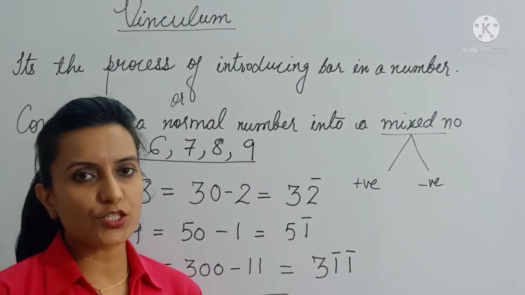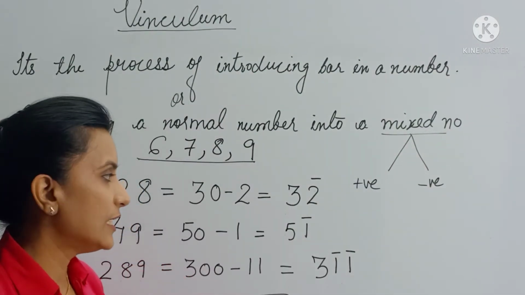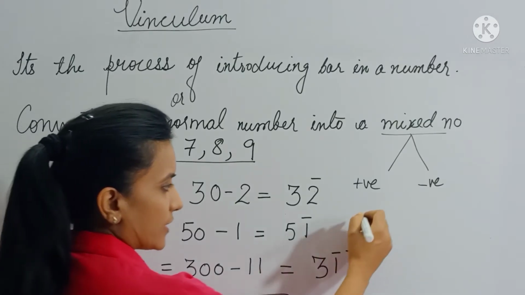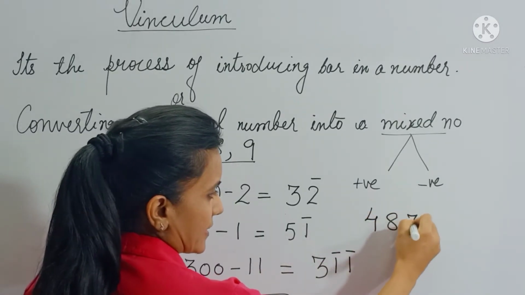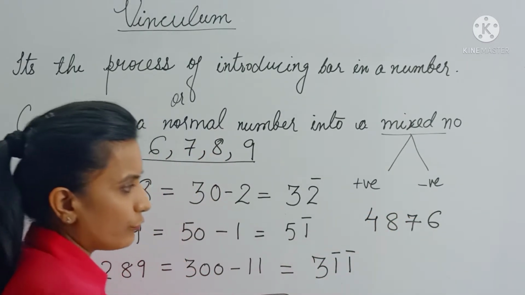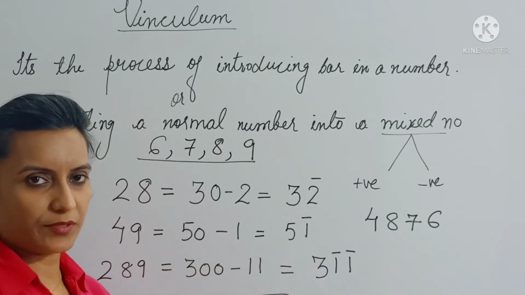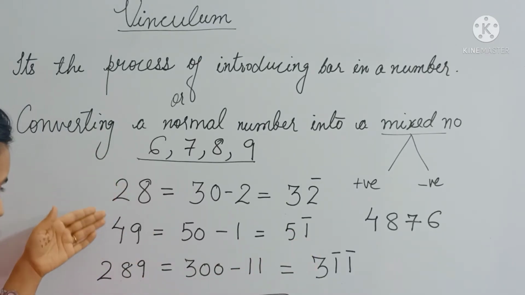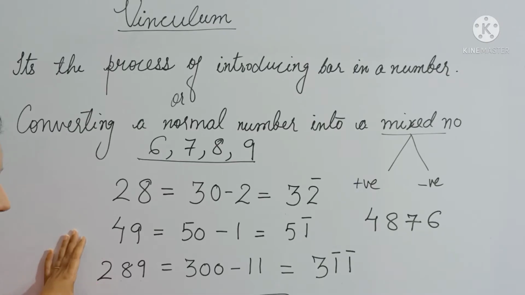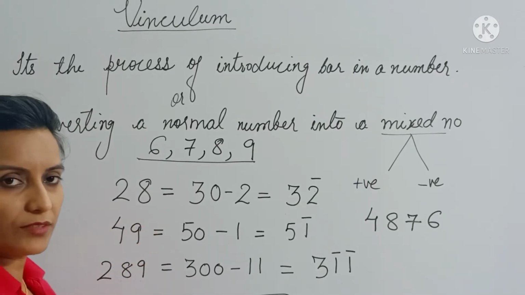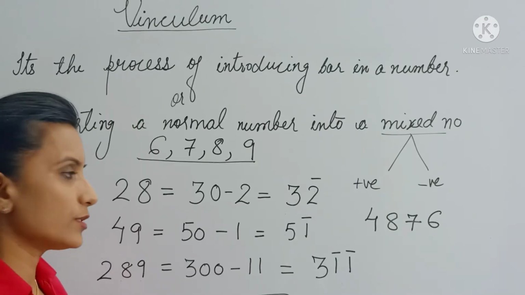So if I ask you to vinculate a bigger number, let's say you have to vinculate 4876. So for such numbers you will take some time, right? Here these numbers were very small, so you could vinculate them very easily. But for bigger numbers we have a trick. So let's see what is that trick.